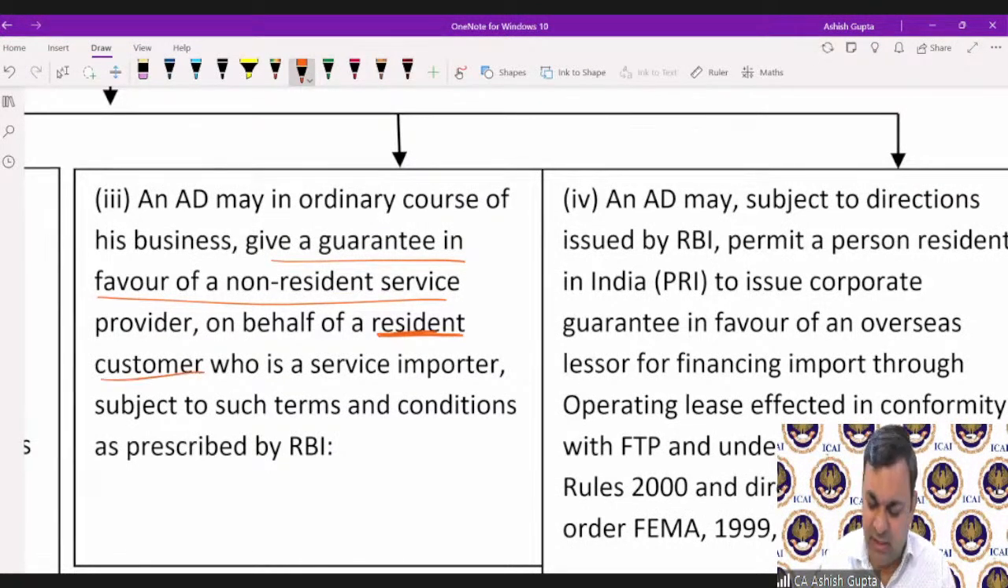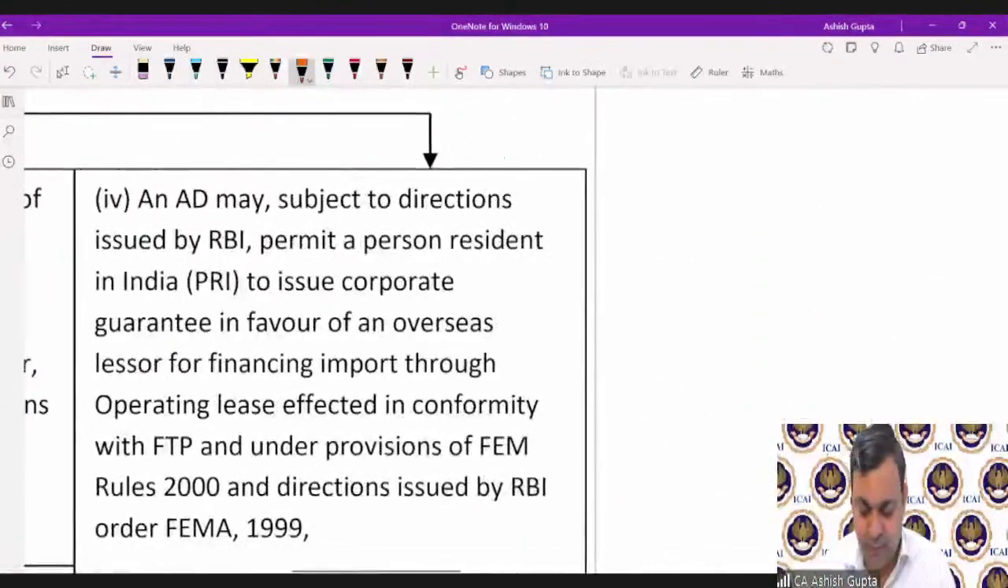The reason why this is required is that we actually don't know the outside exporter. So the authorized dealer will act like, for example, an offshore banking unit or another Indian bank. So they have trust in them. They don't have trust in the importer or exporter. So they will provide a link kind of thing, subject to such terms and conditions as RBI may impose.